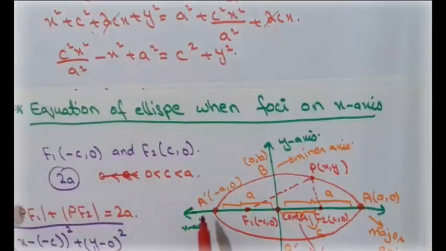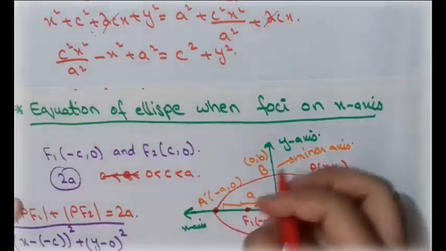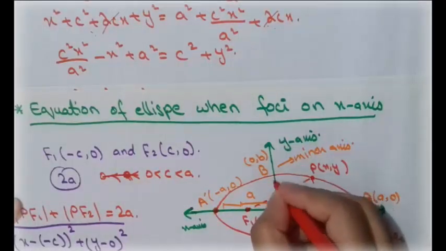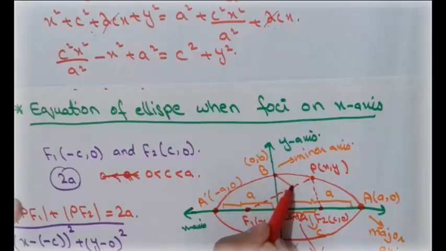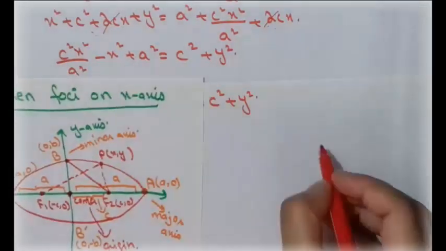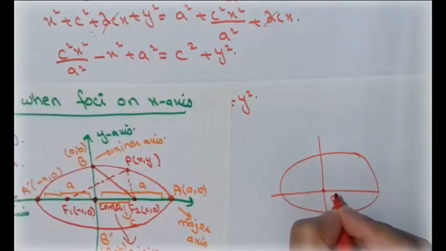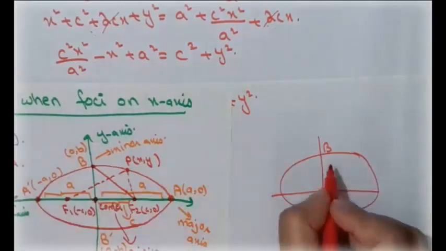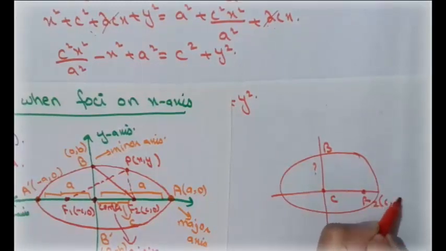So we already discussed that the distance between the center and this vertex is a, and the center and a focus distance is c. But what about the minor axis length? It means the center to this vertex, the minor axis point. So to find this, if I draw this line over here, if I draw a rough ellipse over here, I have this ellipse and this point is the center point and this point is, I suppose, a point B. So I want to find this length, and here is a focus point F2, which is (c, 0).